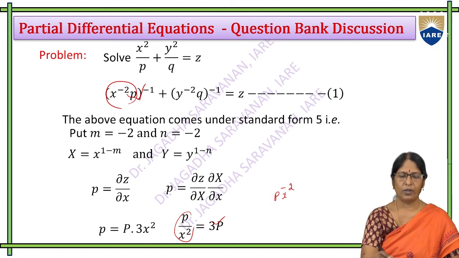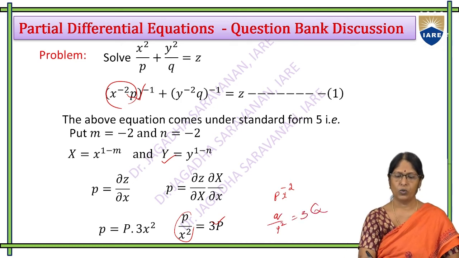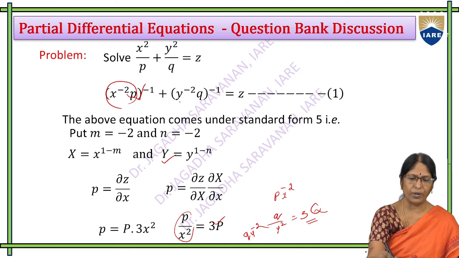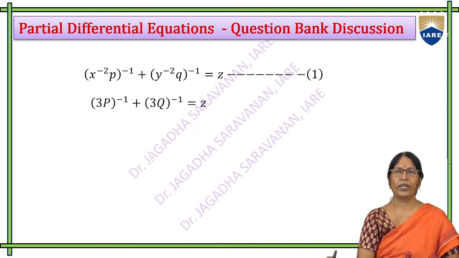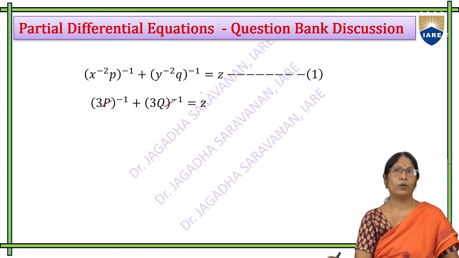Same treatment if we give for y, we will obtain capital P. This is q by y square equal to 3 capital Q we will obtain. So this is q y power minus 2 equal to 3q. That will be replaced here. So we can see it. After replacing, this is the equation we are obtaining.